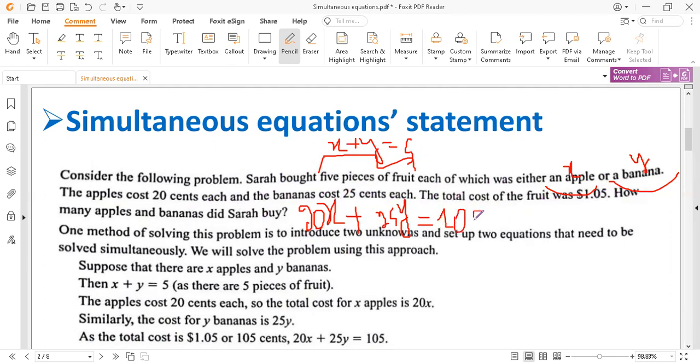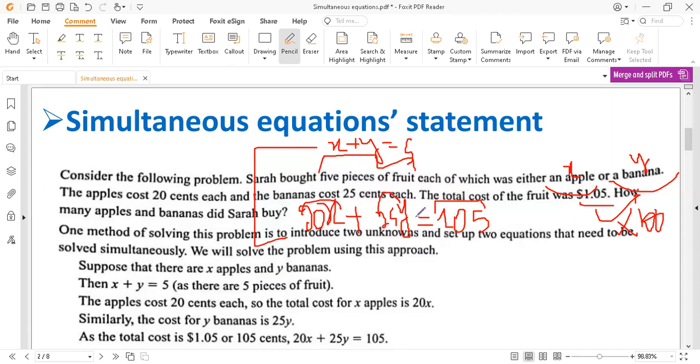Why? Because to convert from dollars to cents, we multiply by 100. The cost of apples is in cents and the bananas are in cents, so the result should be in cents. So we convert from dollars to cents to obtain 105 cents. In this case, we have two different equations, and the solution is unique, because the number of apples and the number of bananas are the same in both equations.